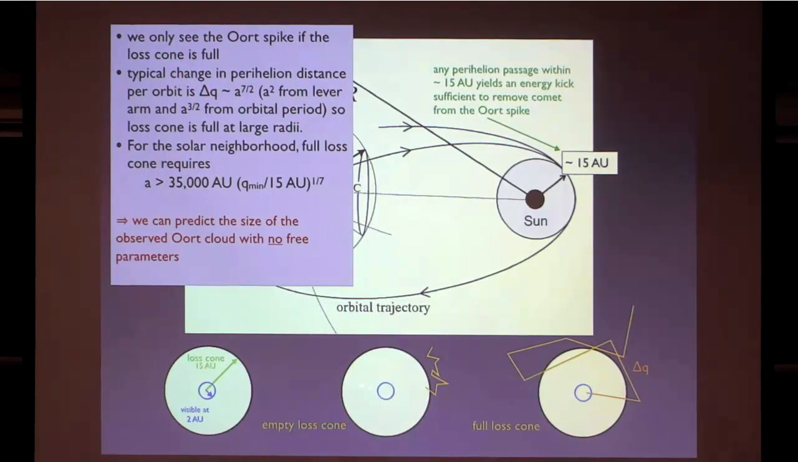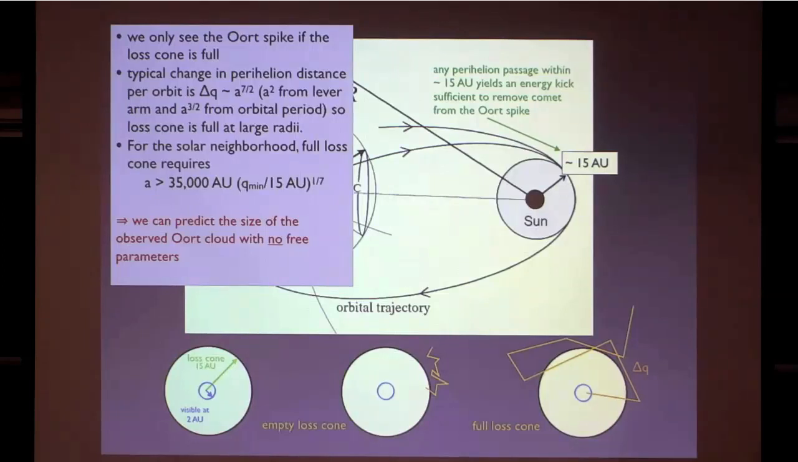As the semi-major axis increases, the lever arm and so the torques become bigger, and the orbital period gets longer, so you have longer time to change the angular momentum. So all you do is you take this number, which you can normalize from the properties of stars in the solar neighborhood, calculate at what semi-major axis it's big enough to move comets from 15 AU to 0 in 1 orbital period, and you conclude that this case, the full loss cone, requires a semi-major axis of 35,000 astronomical units.